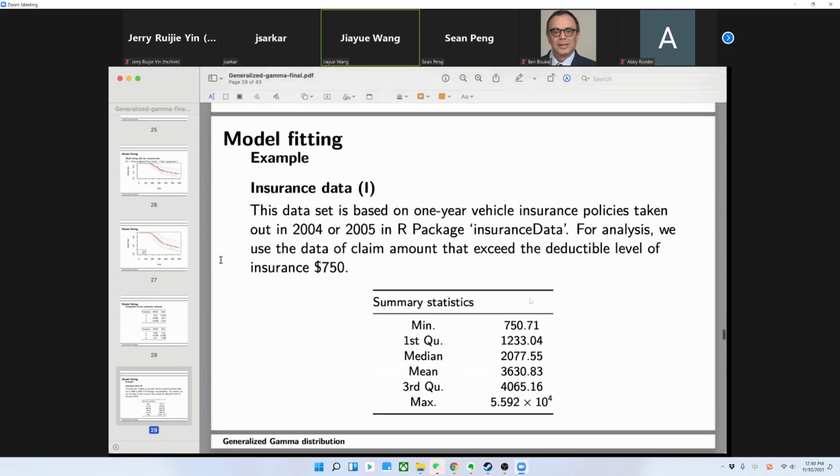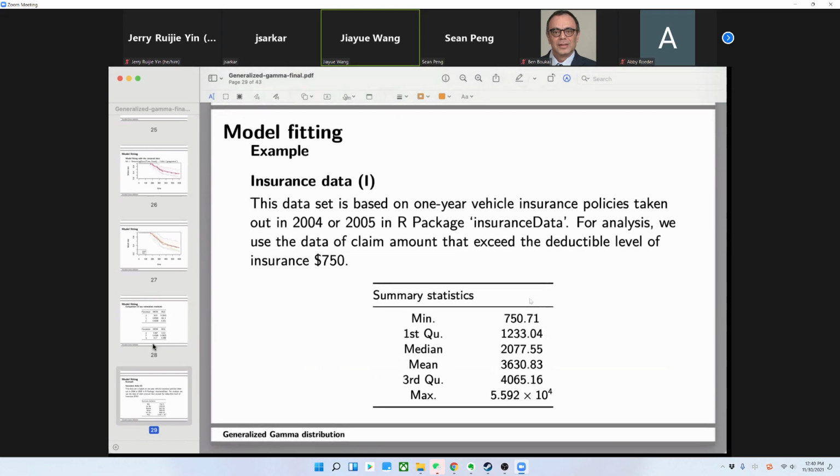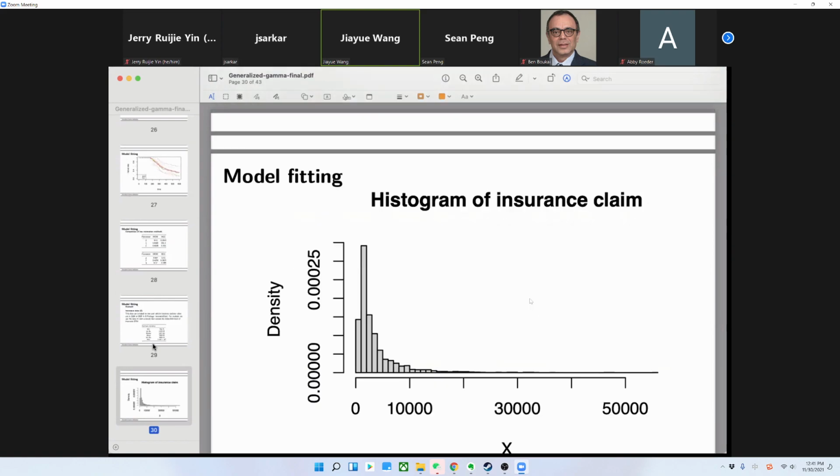And the next example is for the insurance data. This insurance data is based on the 1 year vehicle insurance policies taken out in 2004 or 2005 and inside our package, the insurance data. And for analysis, we use the data of claim amounts that exceed the deductible level of insurance $750. And here is the summary statistic for this data set. And here is the histogram of this insurance claim amount, where it's strongly right skewed, left skewed.